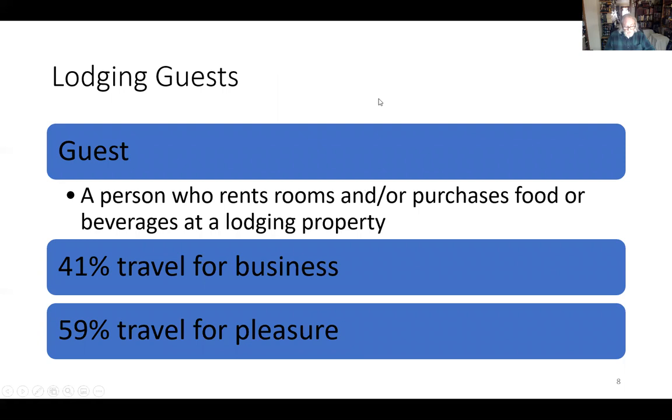Now, when it comes to guests, this is how customers are referred to in the lodging industry. They are not customers, they are guests. A guest is defined as a person who rents rooms and or purchases food or beverages at a lodging property. And that's as simple as that.